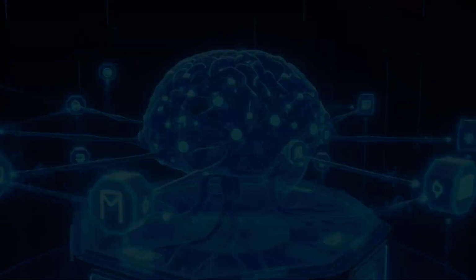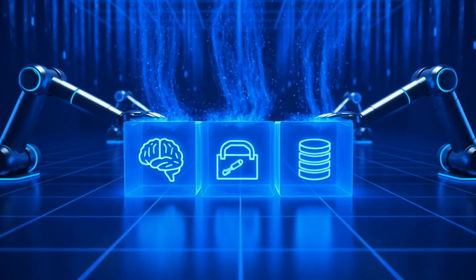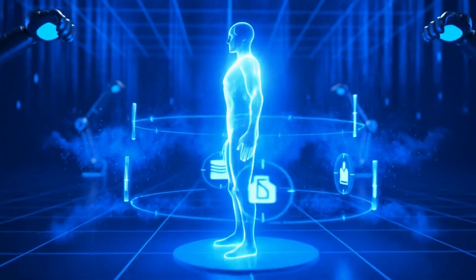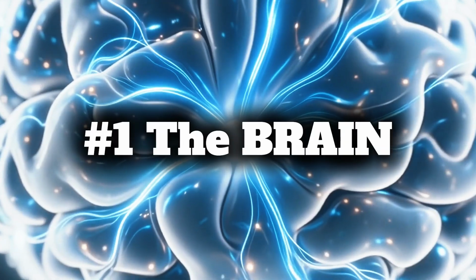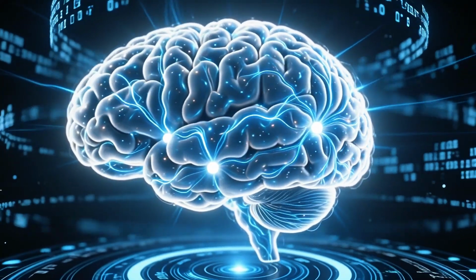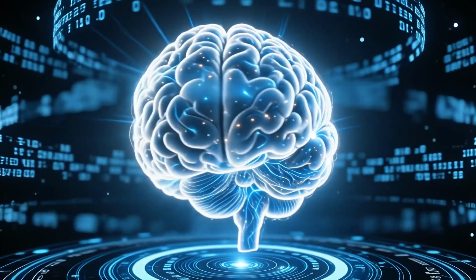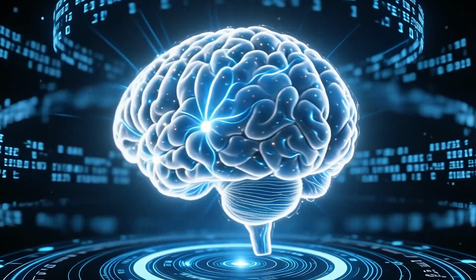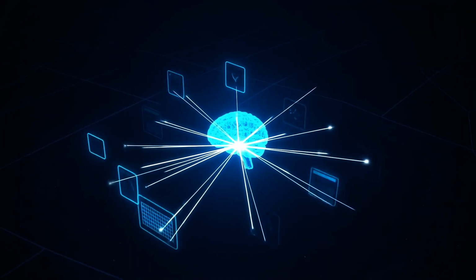Every AI agent, no matter how complex, is built from just 3 things. Once you understand these, you can build basically anything. Number 1, the brain. This is the AI model itself. Claude, GPT-4, Gemini, whatever you prefer. This is what understands language, reasons through problems, and decides what to do next. It's the intelligence.